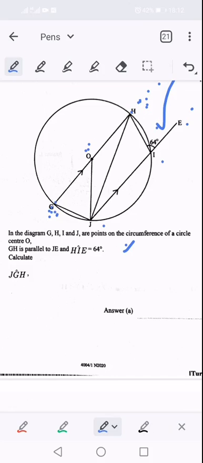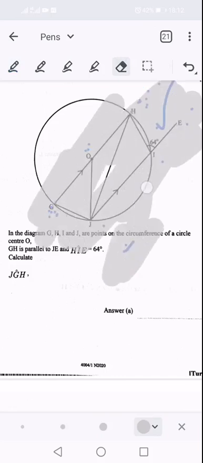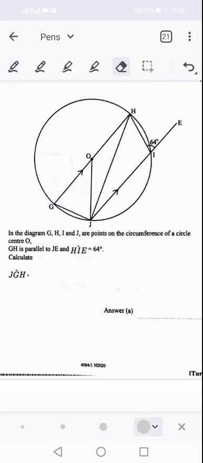When you are given a question like this, use the information you have to find the value of each and every angle there. To find this one, EG is a straight line, so I take 64 from 180, not 160, because it's a straight line.